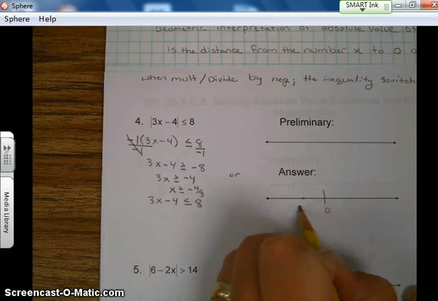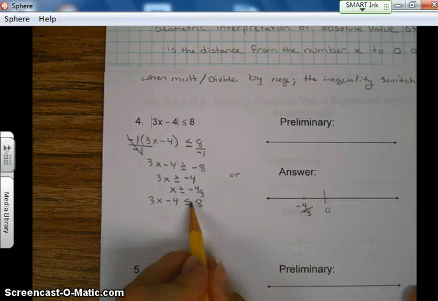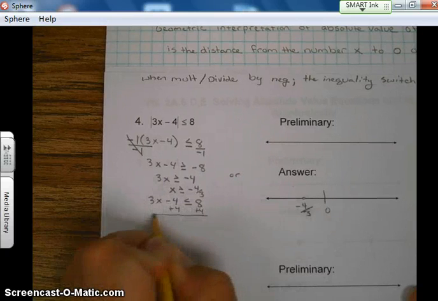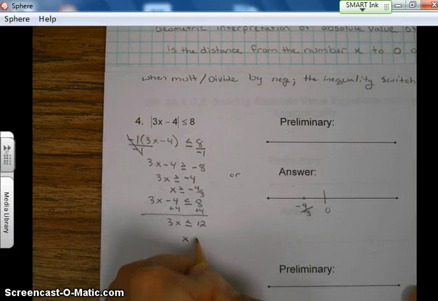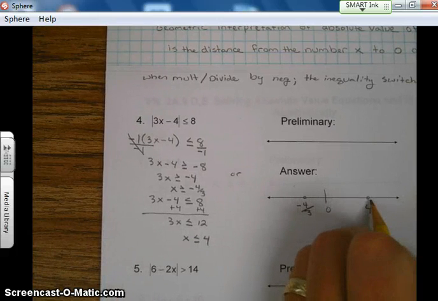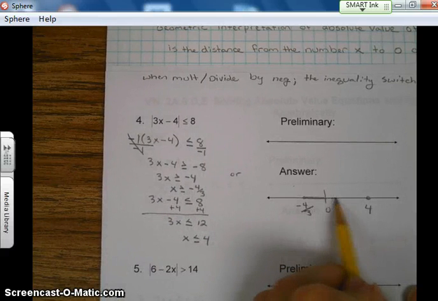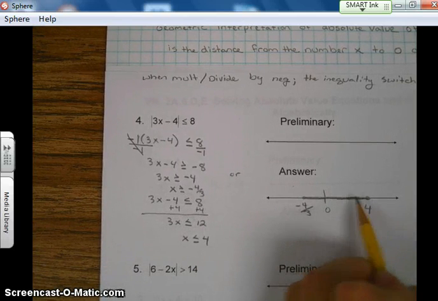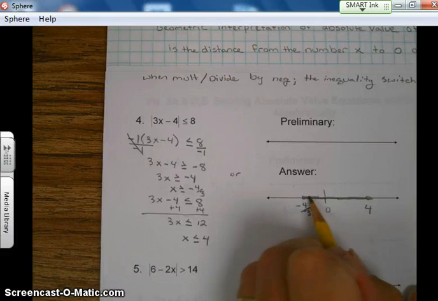So we're going to put negative 4/3 here. We're going to put a closed dot because of the equal sign. Okay, solving the other one. Adding the 4. 3x is less than or equal to 12. Dividing by 3. X is less than or equal to 4. So I'm going to go ahead and put a 4 on here. Now, because x is greater than, we're shading to the right. And x is less than 4, so we're shading to the left. So, closed dot on both sides for the equal sign, and shading in between.